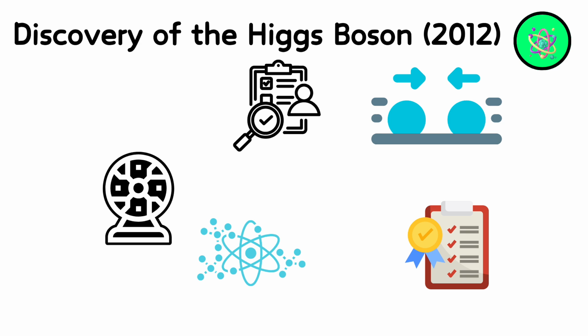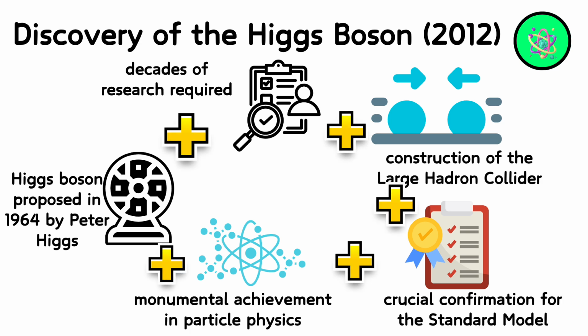Its existence was proposed in 1964 by physicist Peter Higgs and others, but it took decades of research and the construction of the world's largest and most powerful particle collider, the Large Hadron Collider, to detect it. This discovery was a monumental achievement in the field of particle physics, providing crucial confirmation for the standard model of particle physics.